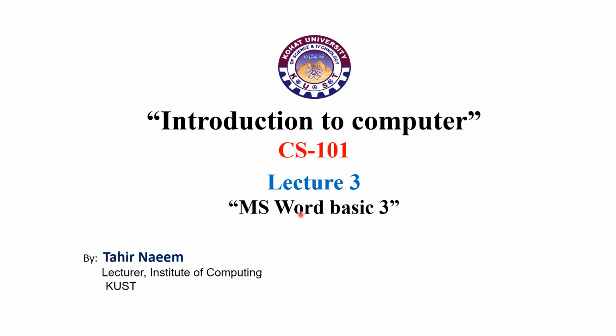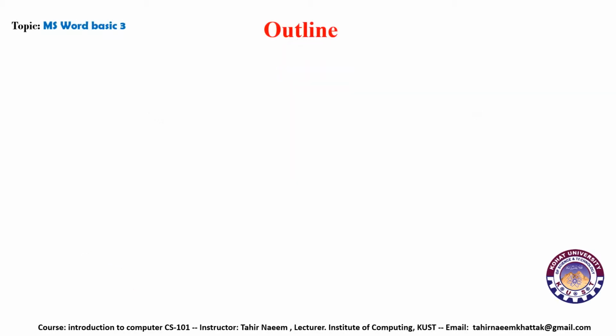Previously in MS Word Basic 3, we have discussed, and this is the continuation of our previous lectures. First of all, we will discuss the outline of today's lecture. We will review the Microsoft Word primary user interface. We have also studied it in the previous lecture, but we will review it so that we can thoroughly observe our options. Then we will discuss the home ribbon menu system. Then we will discuss the paragraph group.